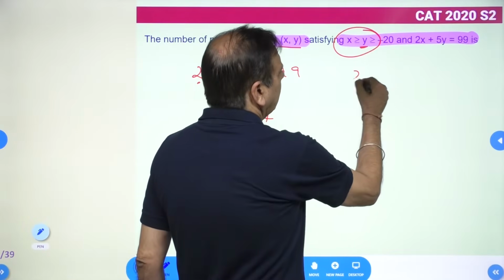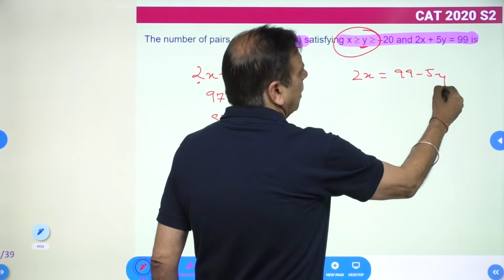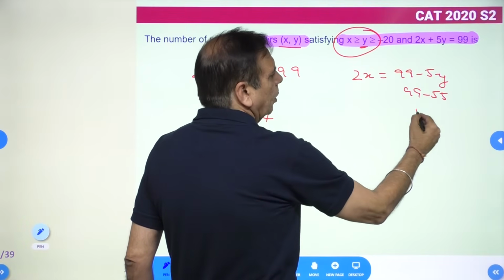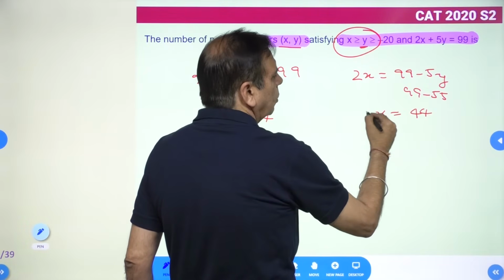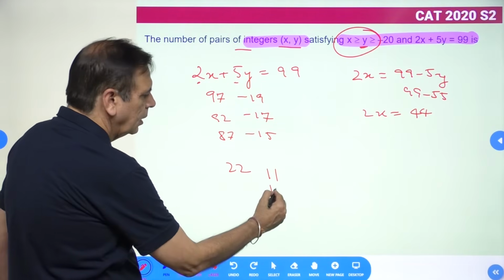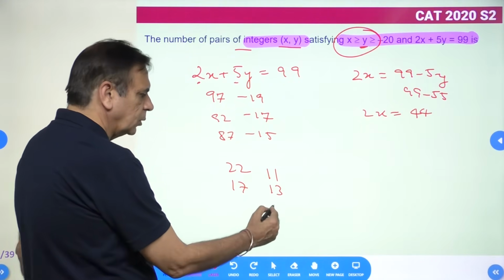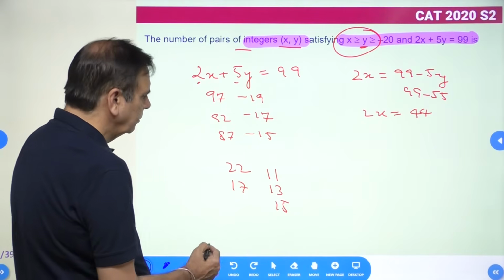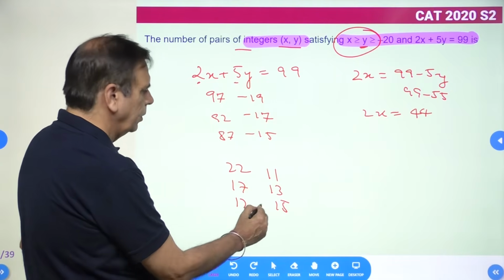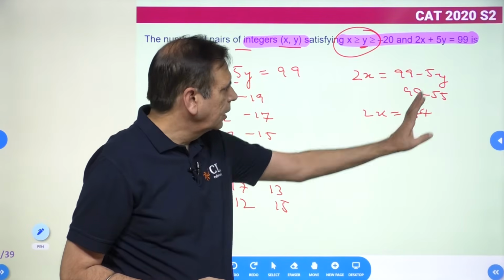If y is equal to 11, and 2x is equal to 99 minus 5y, that means 99 minus 55, it is going to be 44, so x will be equal to 22. Next will be 13, 17. Reduce by 5, increase by 2. 15, 17 minus 5 will be 12. I hope I've got it right. 99 minus 55 is 44.